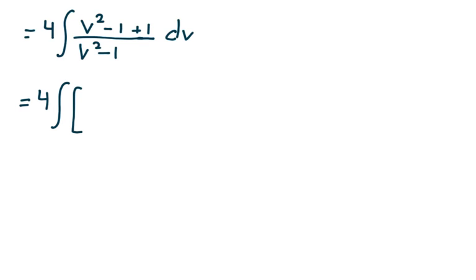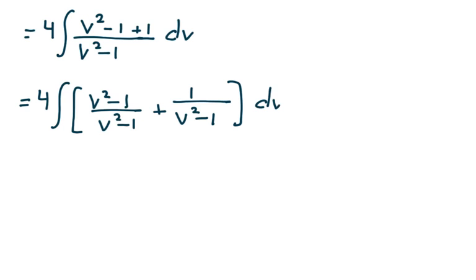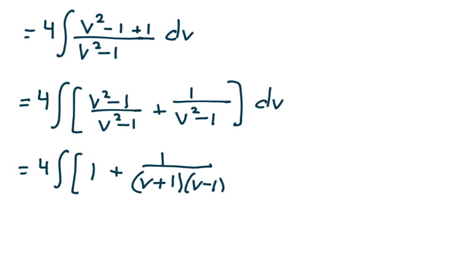So what we have is v squared minus 1 over v squared minus 1, and I'm going to add 1 over v squared minus 1 dv. Notice how the first fraction reduces nicely to 1, and I want it to reduce nicely by design. And if I factor the denominator in the second fraction, I get 1 over v plus 1 times v minus 1.